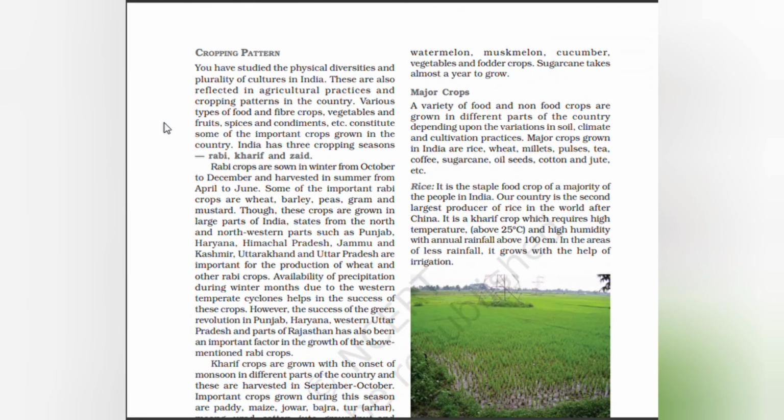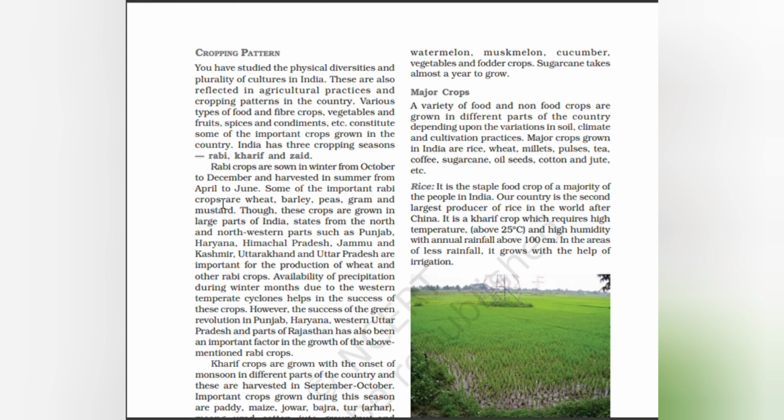Cropping pattern. You have studied the physical diversities and plurality of cultures in India. They are also reflected in agriculture practices and cropping patterns in the country. Various types of food and fiber crops, vegetables and fruits, spices and condiments, etc. constitute some of the important crops that are grown in the country. India has three cropping seasons: Rabi, Kharif and Zaid. Rabi crops are sown in winter from October to December, harvested in summer from April to June.